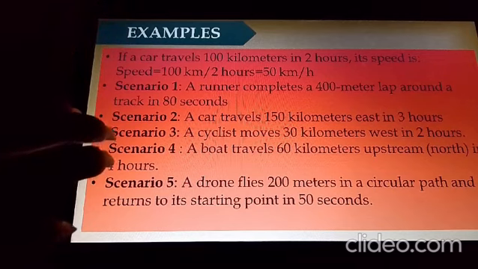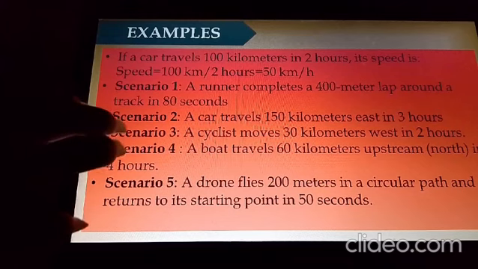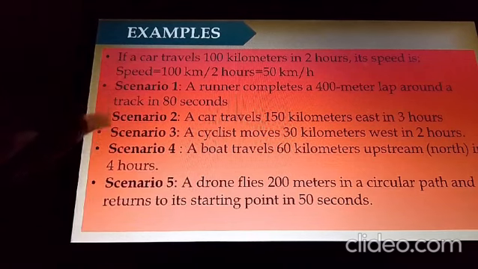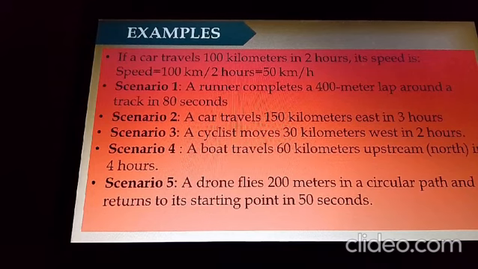Scenario number 3: a cyclist moves 30 km west in 2 hours. Again, you have a distance and time, so now you can calculate the speed. Scenario 4: a boat travels 60 km upstream north in 4 hours. You can use the same formula. And the last scenario: a drone flies 200 meters in a circular path and returns to its starting point in 50 seconds. Again, use the same formula and find the speed.